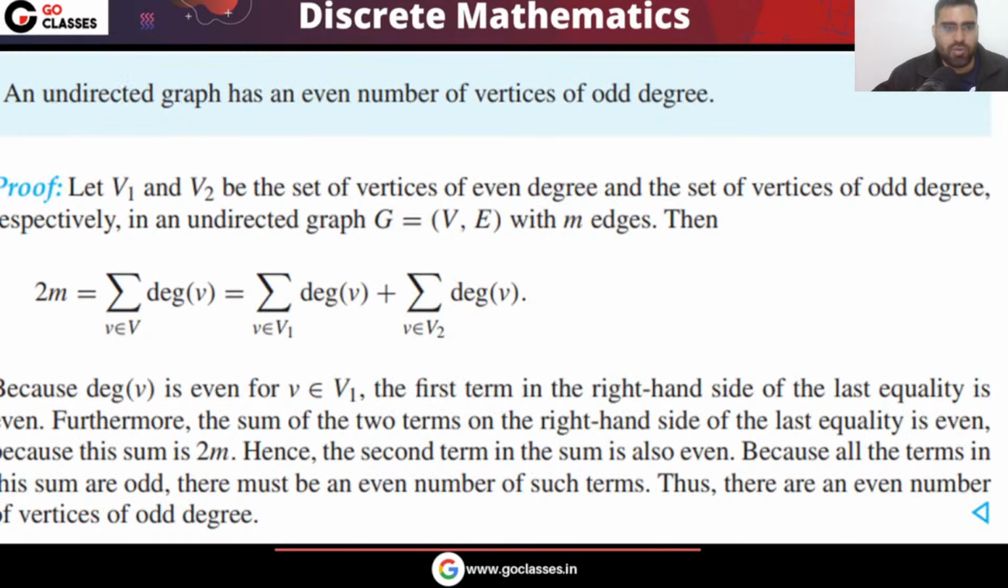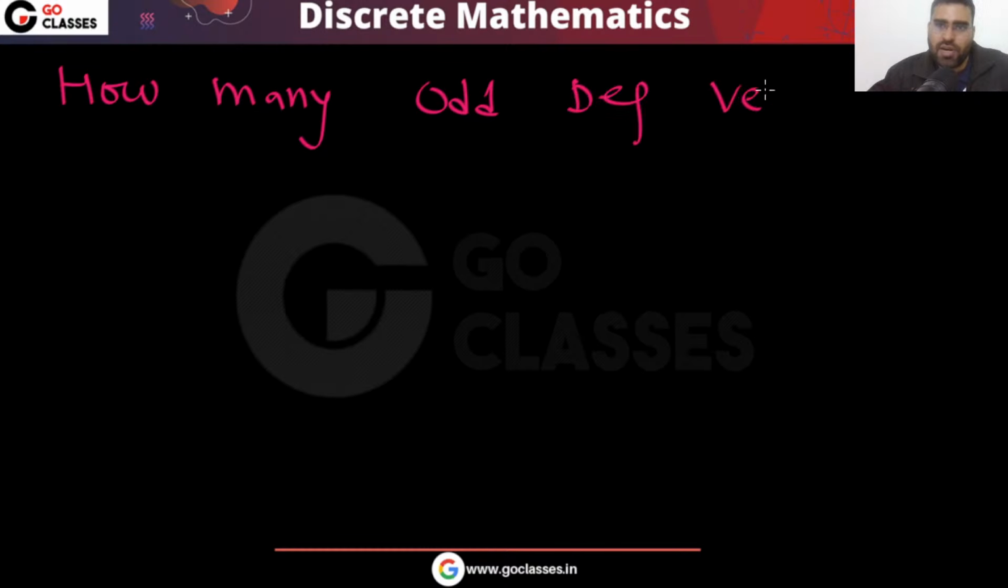Okay, let's move on now. Another important thing is how many odd degree vertices you can have. Tell me, how many odd degree vertices can we have?